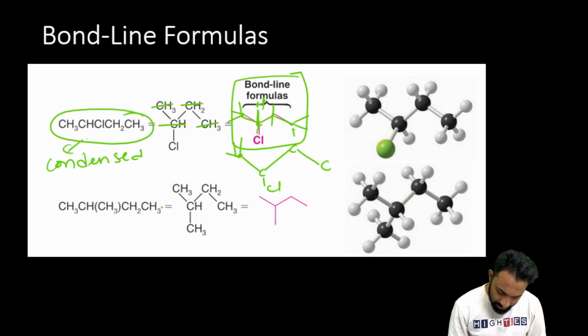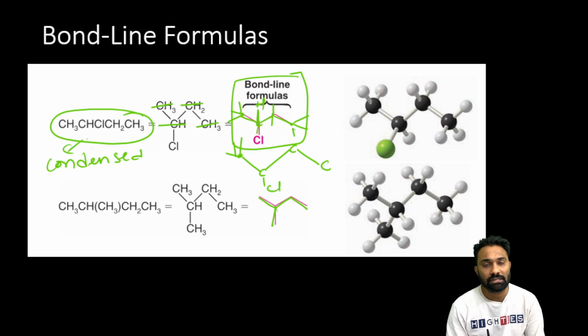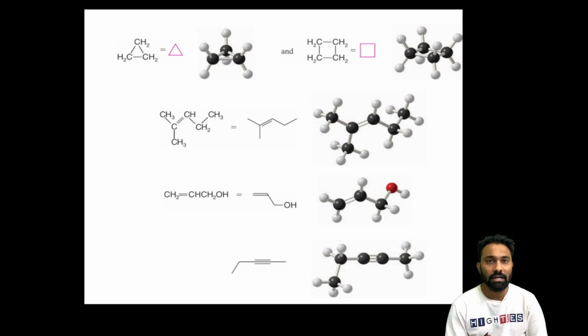Now you see this one. This is 2-methyl butane. This 2-methyl butane also we can represent in this manner. Clear? Without any carbon and hydrogens. The formula in which carbon and hydrogens are not represented is known as the bond line notation. Clear? Now we'll see some other examples of bond line notations also.